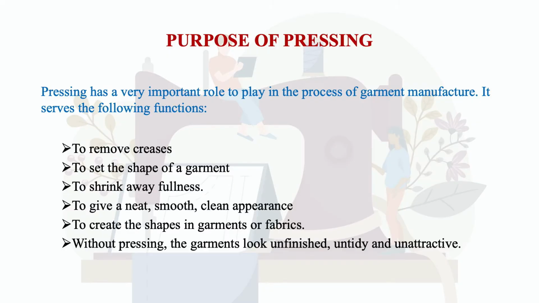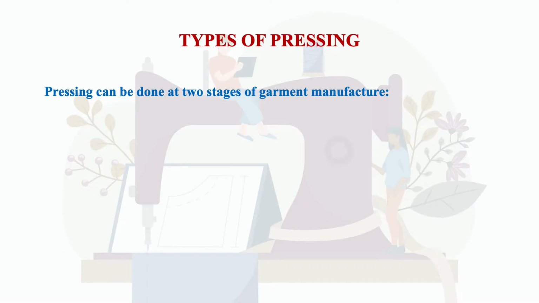So without pressing, the garment looks unfinished, untidy and unattractive. So this is the main purpose or the importance of the pressing in the garment construction. Then there are different types of pressing process we follow in the garment construction. We can do it in two stages of the garment manufacturing.